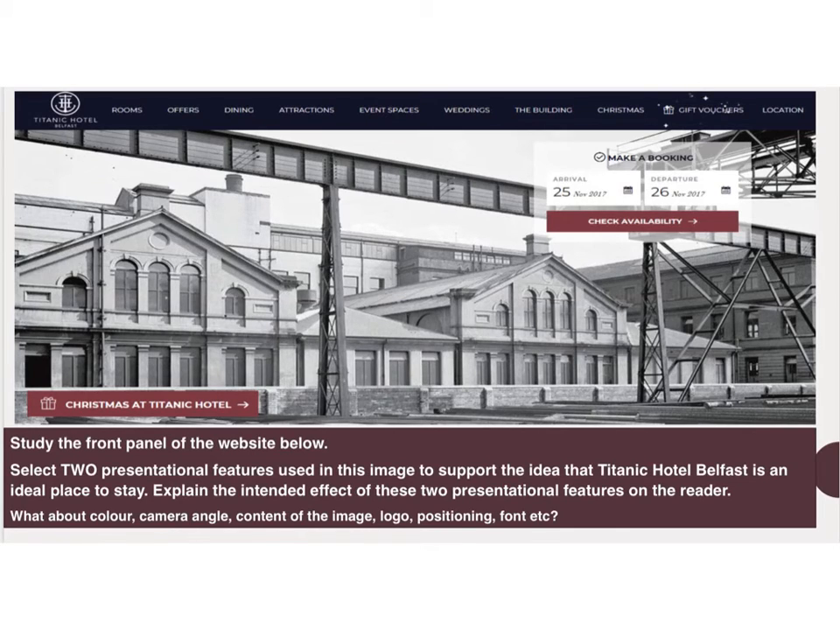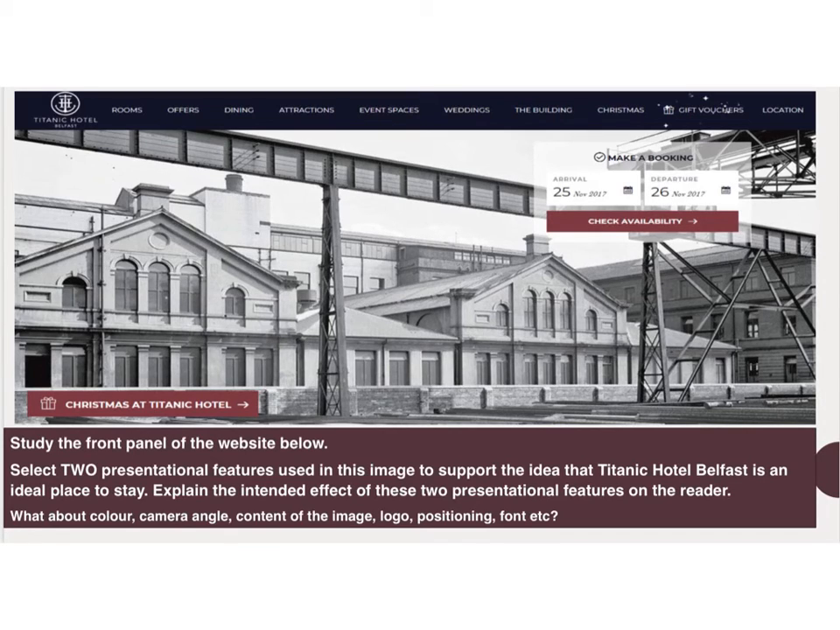The first thing I think of when I look at this is the fact that they've deliberately kept a black and white picture of what it used to look like, to again emphasise the rich, beautiful history that is associated with the hotel, and the fact that it was originally the drawing rooms, that it was originally part of Harland and Wolff shipping yards. And the black and white conveys this kind of old-fashioned sense of a time gone by.